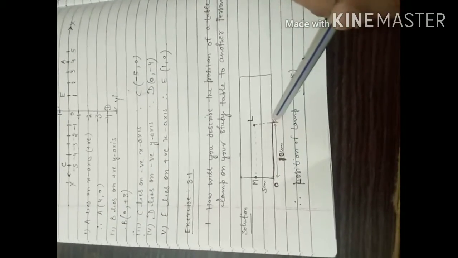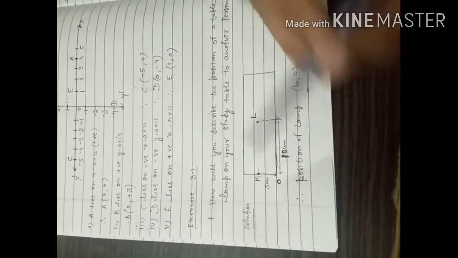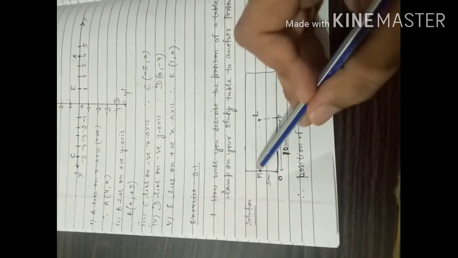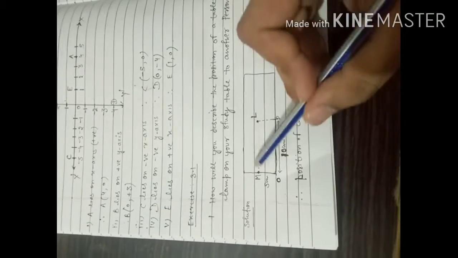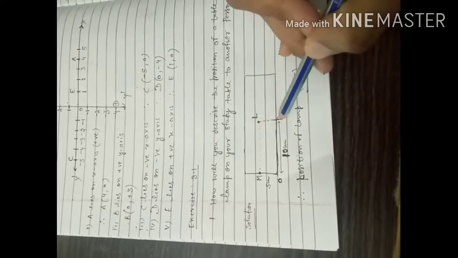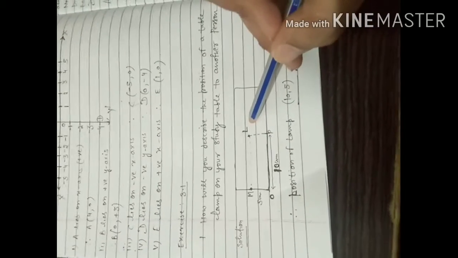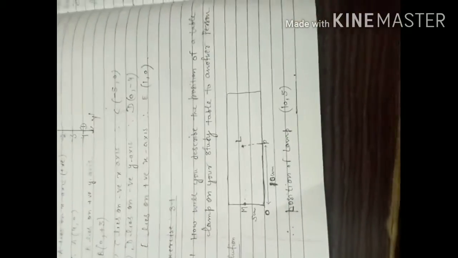Let this be 10 centimeter, this be 5 centimeter. So this is 10 centimeter, then it will also be 10 centimeter, and this is 5 centimeter. So LP is also 5 centimeter. So abscissa is 10 and ordinate is 5. So the position of the lamp will be (10, 5). These distances you can choose yourself.